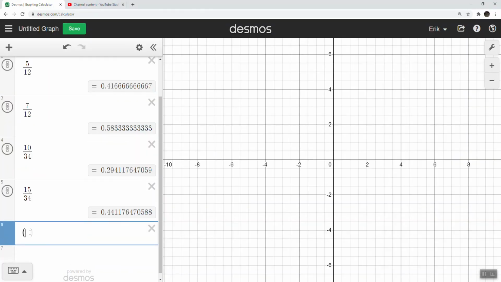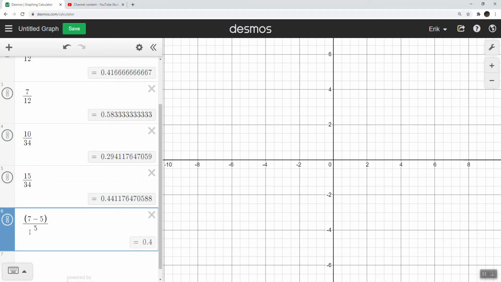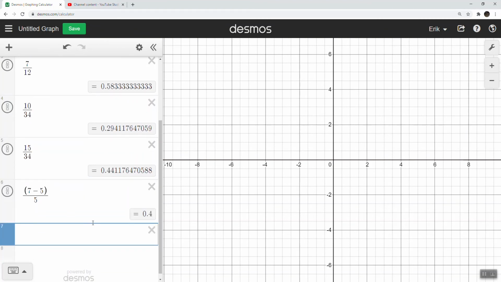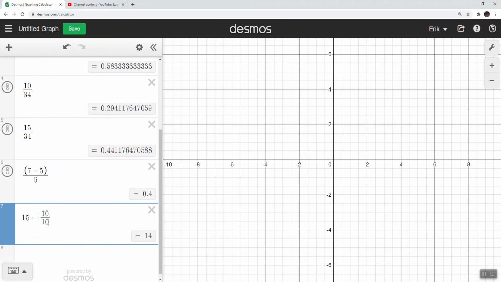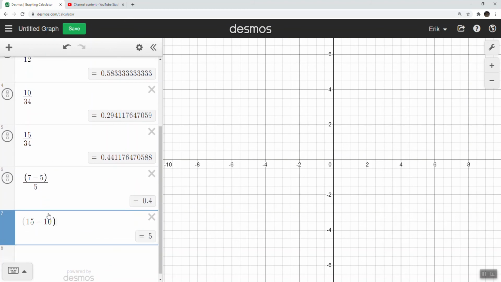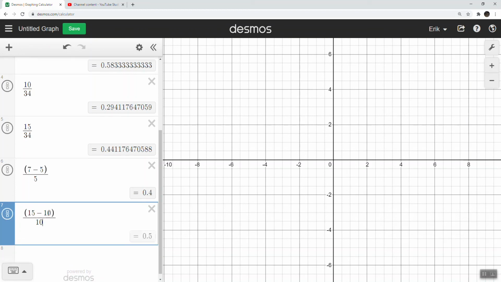Now notice how I type this in Desmos. 7 minus 5 in parentheses, divided by 5. You've got to make sure that becomes a fraction, so that it's in the numerator. Notice if I don't do that, in the second one, I get 15 minus 10 over 10. That's not what I wanted. I wanted 15 minus 10 to happen first, so I did parentheses, then divided by 10, 0.5.